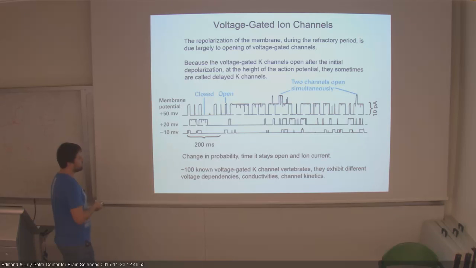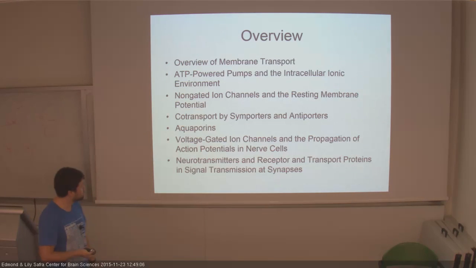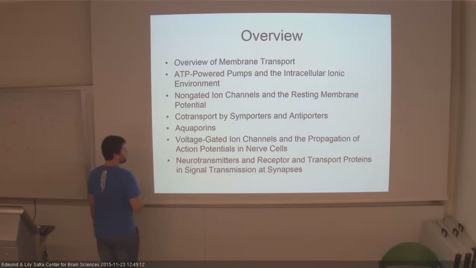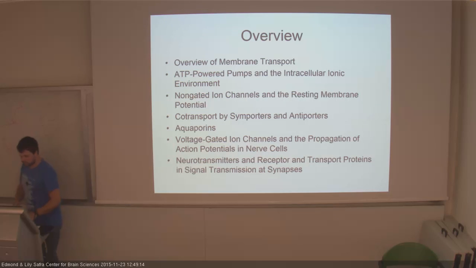In general, there are about 100 different types of voltage-gated potassium channels in vertebrates, and each one of them is different and exhibits different voltage dependency, conductances, and kinetics. So next time we just have the last part, and then we're going to move to G-protein coupled receptors.